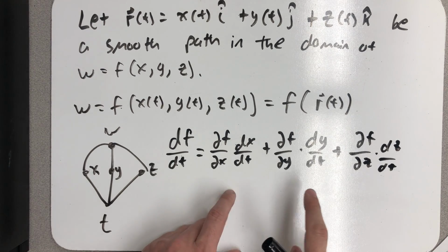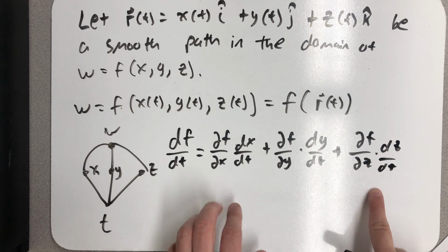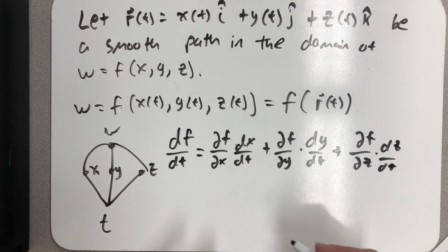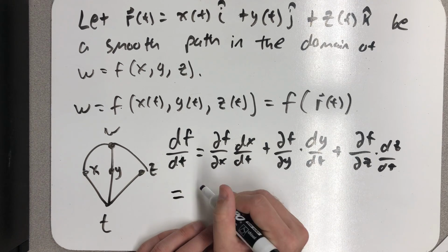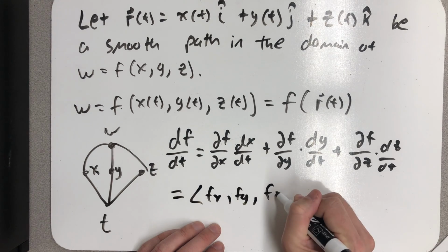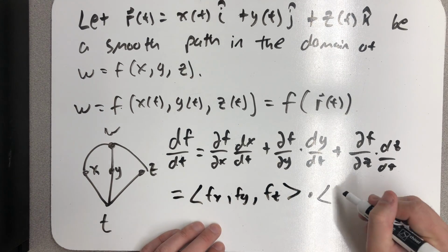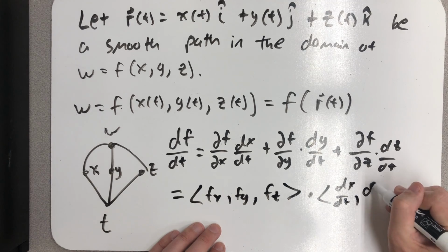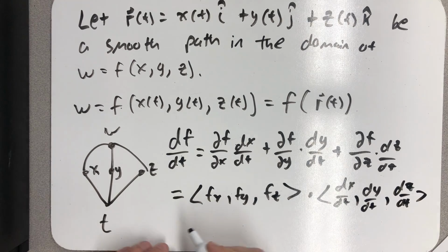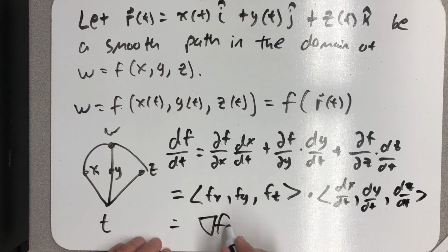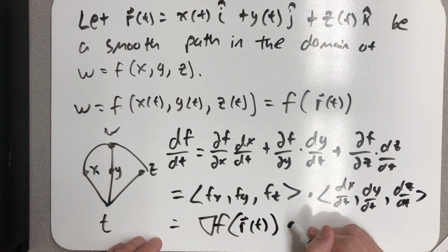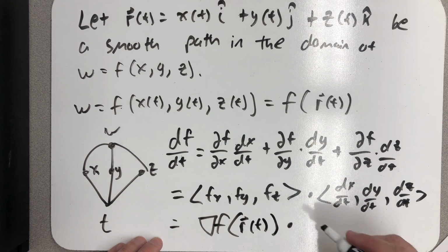What I want to do now is imagine that this is a dot product, right? Because I see these products being added together, it looks like the dot product of two vectors with three components. Well, this is fx, fy, fz. That's a gradient vector. And this is dx dt, dy dt, and dz dt. So this is del f, but it's del f evaluated at points that came from r of t, dot dr dt.